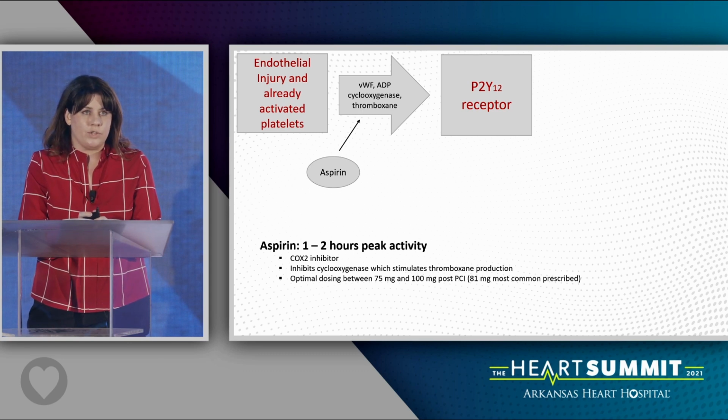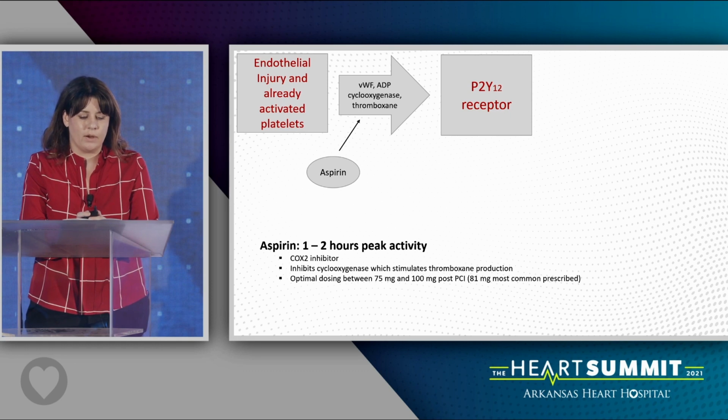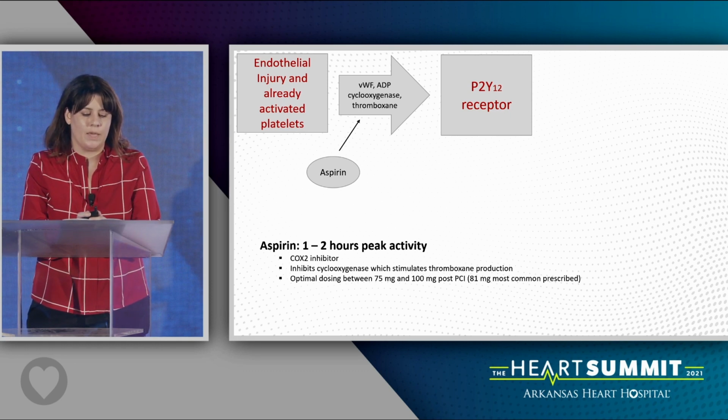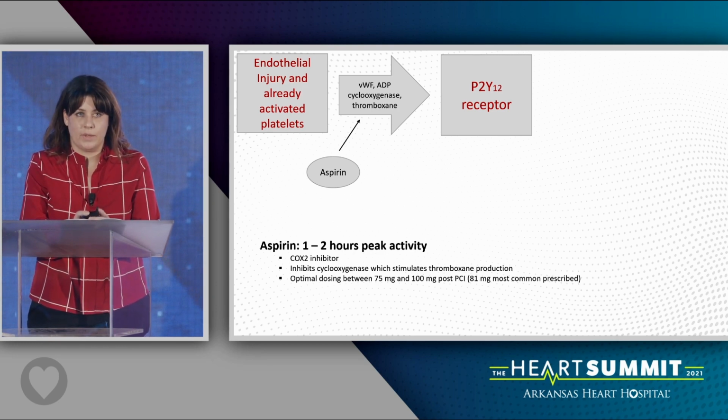If you look at the top left, that's your aggravating factor. You have endothelial injury and platelets that are already activated, and then that starts the cascade. So you have the things that you see inside of the arrow, like von Willebrand factor, ADP, COX-2, and thromboxane. This is where your aspirin starts. It is a COX-2 inhibitor, which tries to slow thromboxane production. These mediators attach themselves to the P2Y12 receptor that is on the platelet itself, therefore activating the platelet. So our goal is to try to stop that from happening.